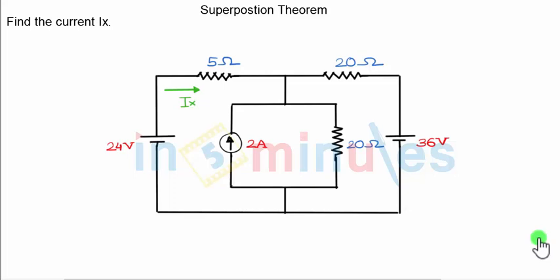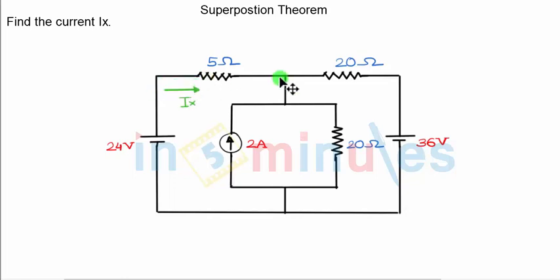In this video clip, we'll discuss the next problem on superposition theorem. Once again, you're given a circuit diagram in which you have to find some current. In this case, you have to find current Ix, which is also the current flowing through this 5 ohm resistance. The question very properly mentions the direction of the current, so you cannot disturb that. You have to find the value of Ix such that it flows towards right.